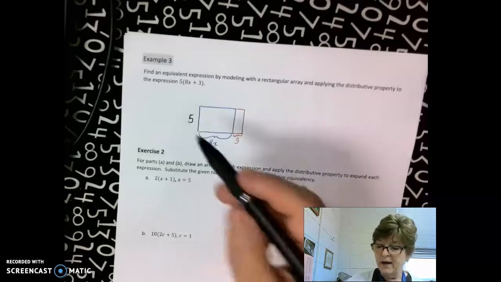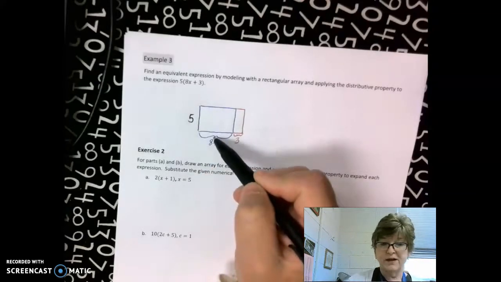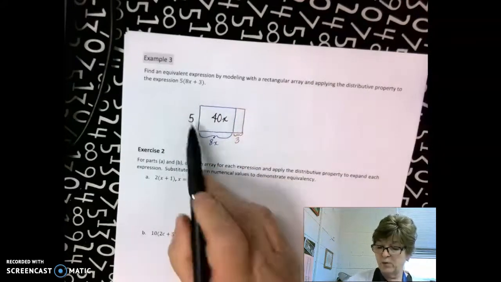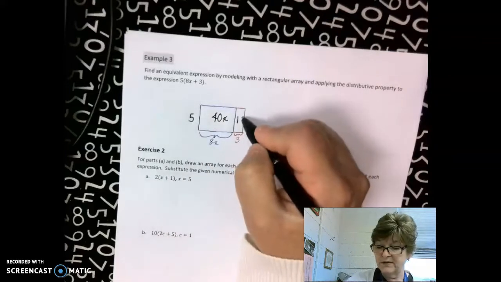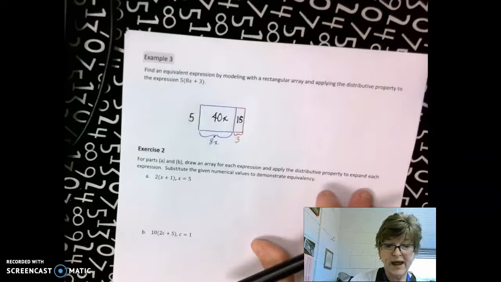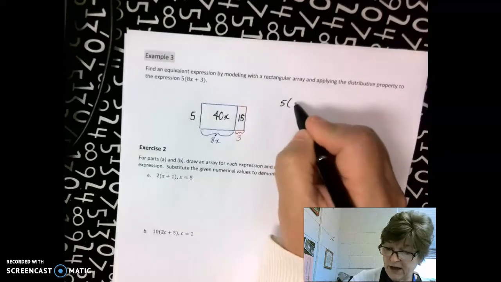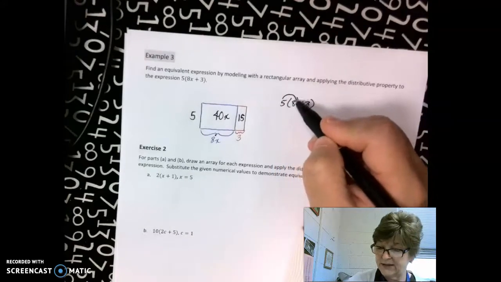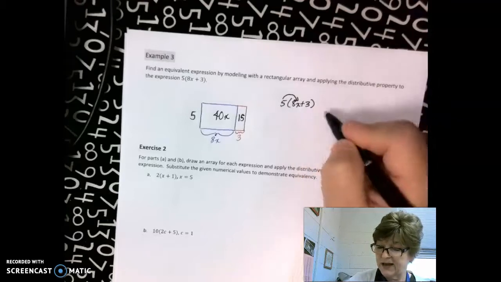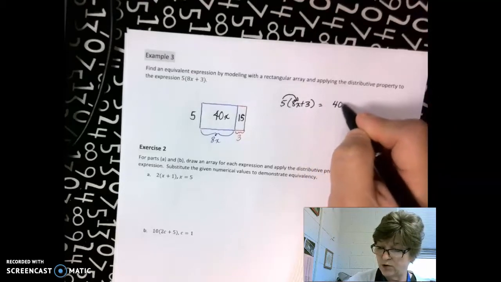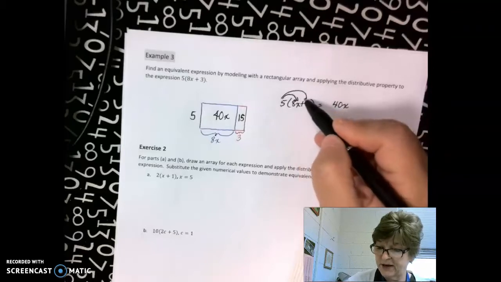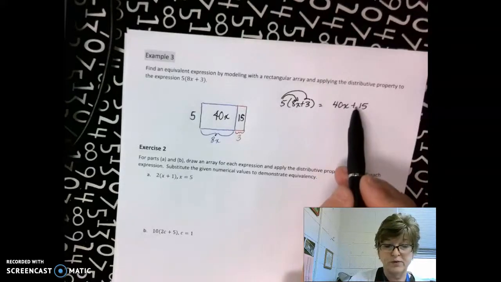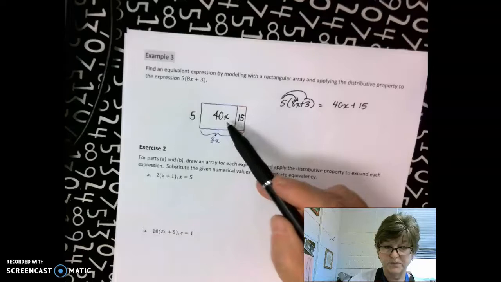this array. And if we take a look, we want 5 groups of 8x, which would give us 40x. And we want 5 groups of 3, which would give us 15. So we now have, let's take a look at where we started and what that equals. And let's see the connection. So 5 times 8x is equal to 40x. And 5 times positive 3 is plus a 15. So notice the relationship with this one and this one.